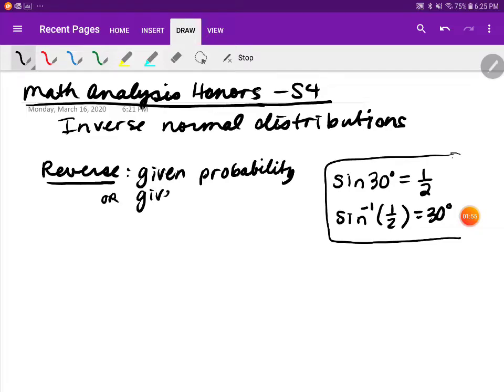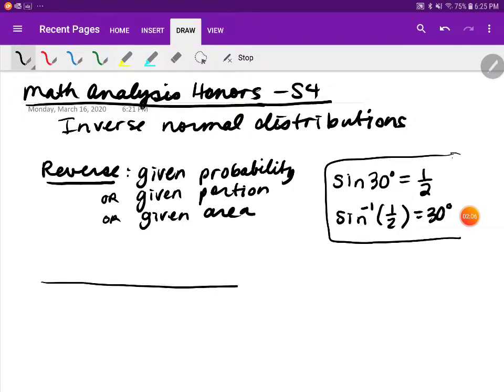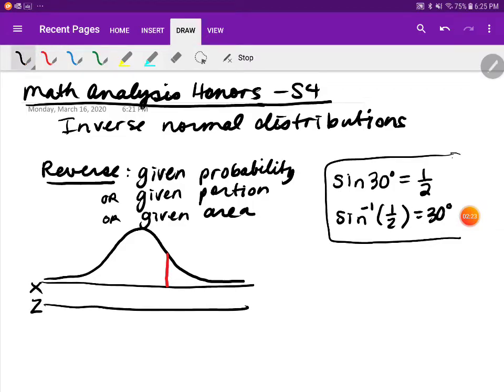Or you're given the portion, or usually I think of it as you're given the area. When you have a normal curve, what we were doing the other day is we were taking an x value here, and a z value here. And with the x that we knew, we could calculate the area, or the portion, or the probability, or the percent, if you change it to percent sign.